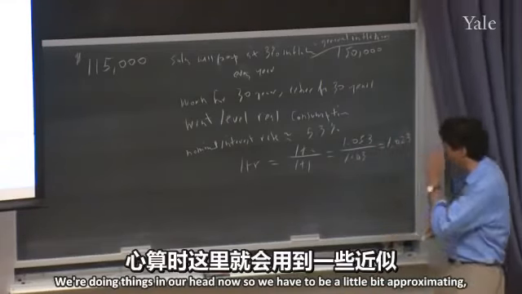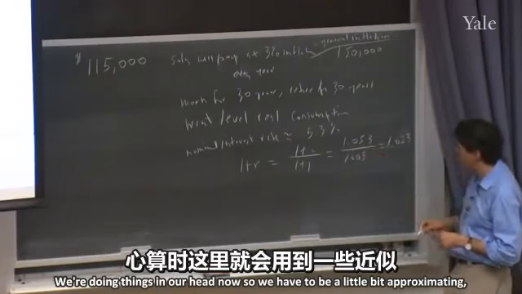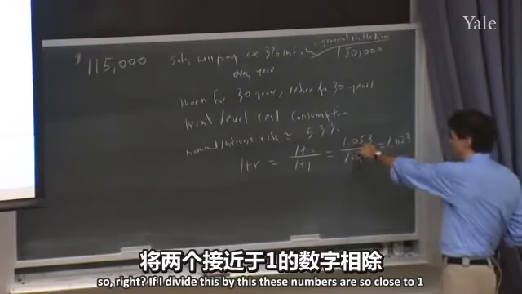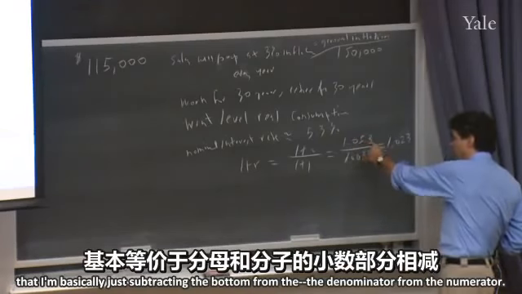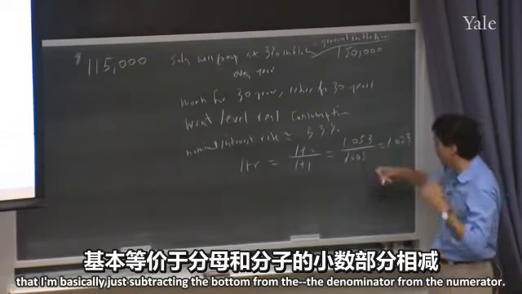We're doing things in our head now, so we have to be a little bit approximating. If I divide this by this, these numbers are so close to 1 that I'm basically just subtracting the denominator from the numerator.